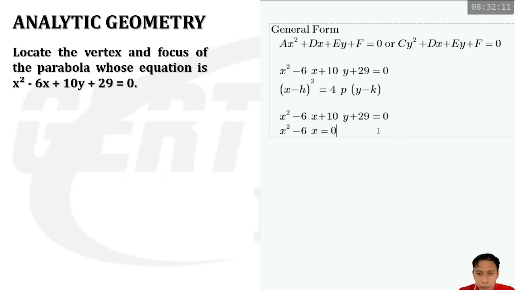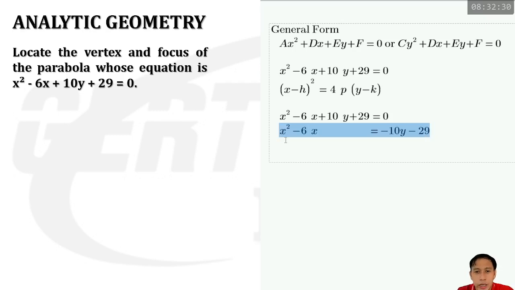negative 10y minus 29. Okay? So, negative 10y minus 29. We put it on the right side. On the left side, we can leave some space. Okay? Leave a space. Why?